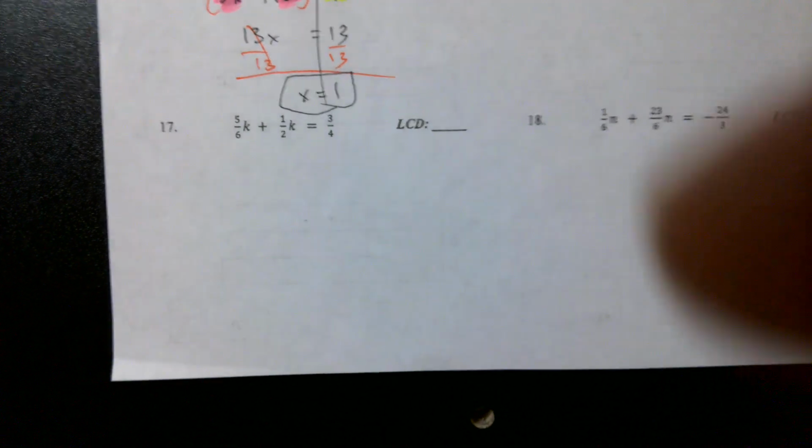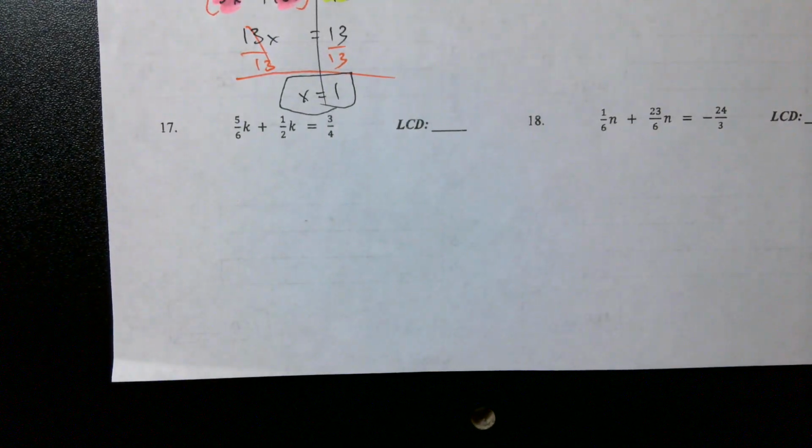Last but not least, number 17. Now this one, 2, 4, and 6. So finding my LCD is a little bit harder. I see that 2 goes into 4 and 2 goes into 6, but 4 doesn't go into 6. So I'm going to actually work this one out. I've got 2, 4, and 6. 2, 4, 6, 8, 10, 12, 14, 16. 4, 8, 12, 16, 20, 24. 6, 12, 18, 24. We got a 12, we got a 12, we got a 12. My LCD is going to be 12.